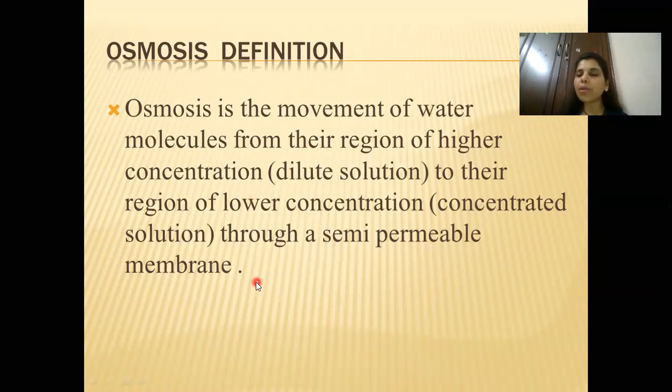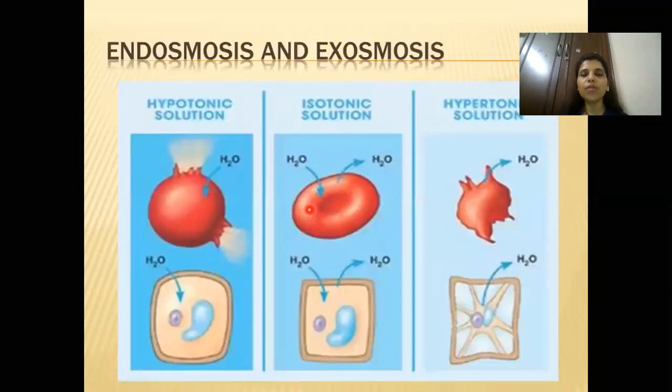So the semi-permeable membrane is also very important. These are the keywords. Now, these are the different terms which we are going to understand with respect to osmosis: endoosmosis, exoosmosis, hypotonic solution, isotonic solution, and hypertonic solution. Now what is the meaning of endoosmosis and exoosmosis?